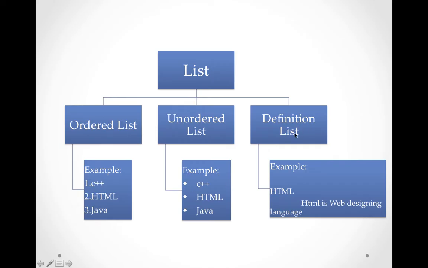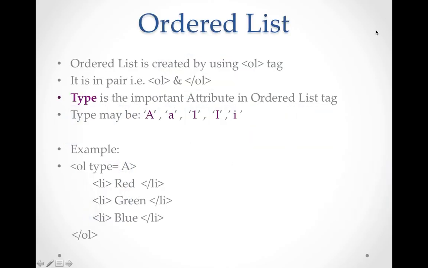Next thing, definition list. Definition list means some term will be here, and the description part you will get in the next statement. What it means is, this is the definition term and this is the definition description. Okay, let's see one by one.